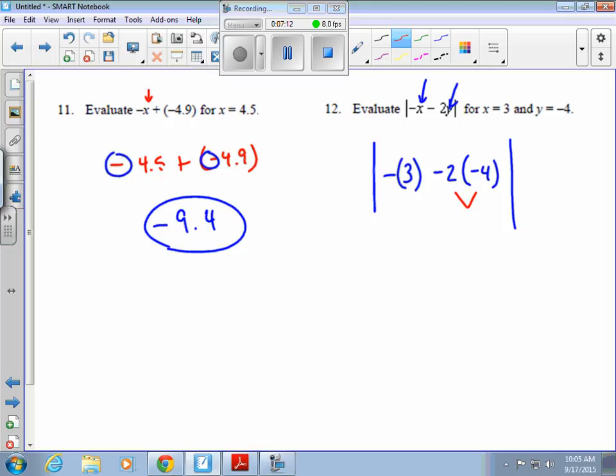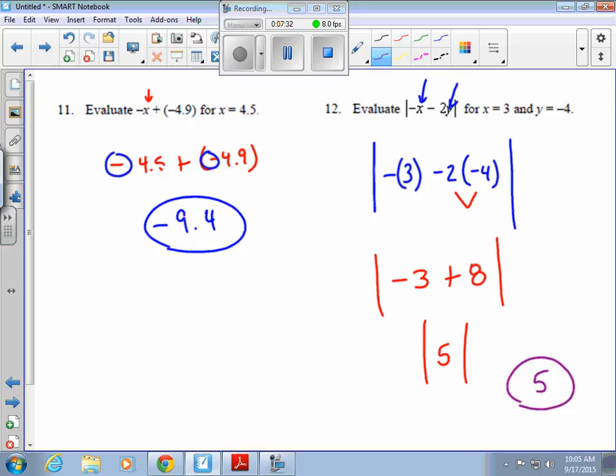Multiply first. Negative times a negative is a positive 8. So you have negative 3 plus 8. Opposite signs, subtract them. 8 minus 3 is 5. Keep the larger absolute value. 8 was positive, so it's going to be the absolute value of positive 5. And at the end, it's not going to make a difference because the absolute value of 5 is how far it is from 0, which is 5.